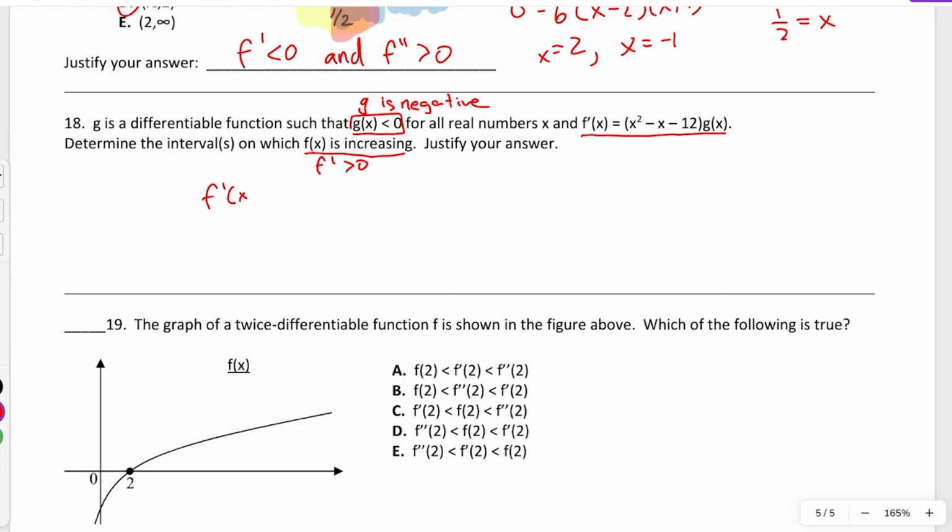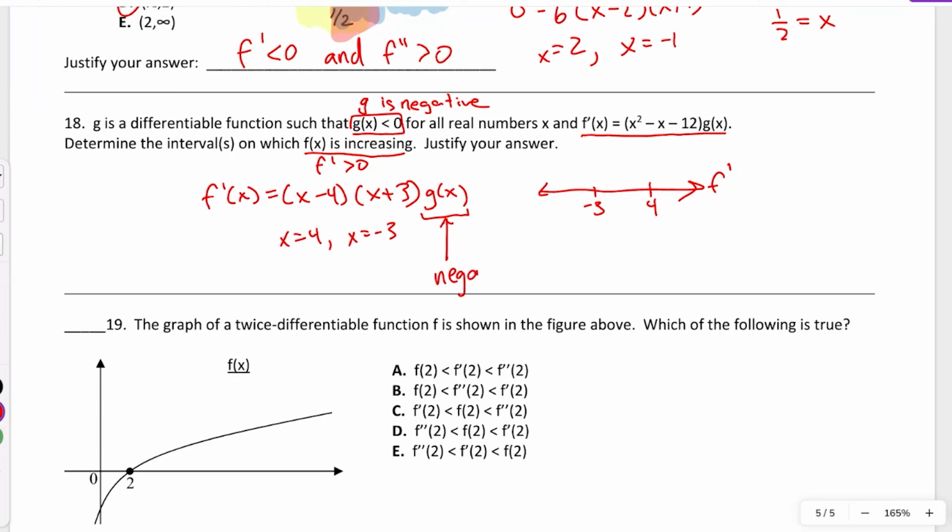So f prime of x is going to be equal to x minus 4 times x plus 3 times g of x. Now it says g of x is always less than 0, so it will never be 0, which means our only critical values here are going to be at x equals 4 and x equals negative 3. So when I construct my number line for f prime, those are the numbers I'm going to put on there. So to find the signs, you just got to be real careful that you also consider the fact that g of x is always negative. Okay, so whatever I multiply by those first two factors, I'm going to flip that sign because I have to multiply by that last negative.